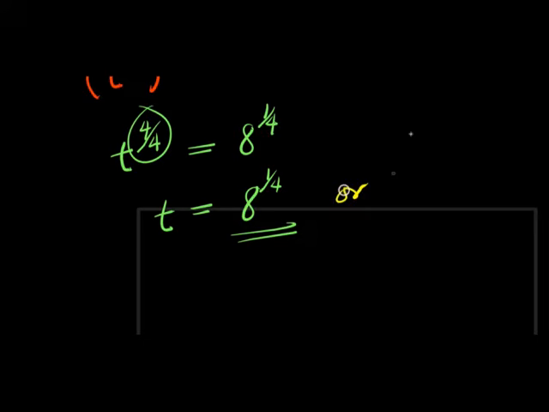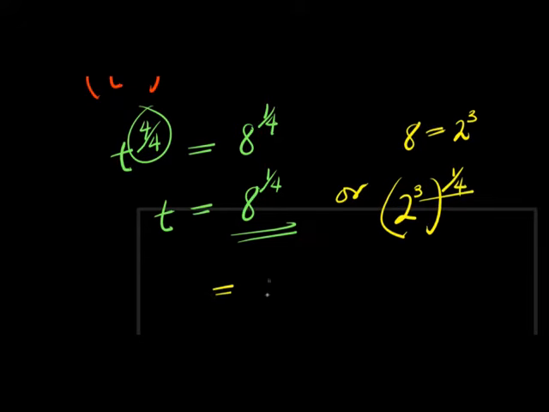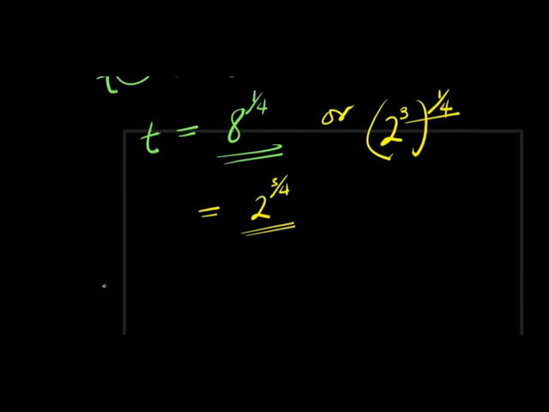Remember, 8 is 2 to the power of 3. I can have 2 to the power of 3 as 8. This is raised to the power of 1 over 4. I multiply this out again. I have 2 power 3 over 4. Now, don't forget the fact that if you have a power n divided by m, this equals the m root of a power n.